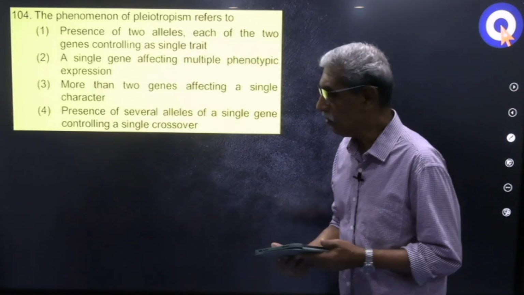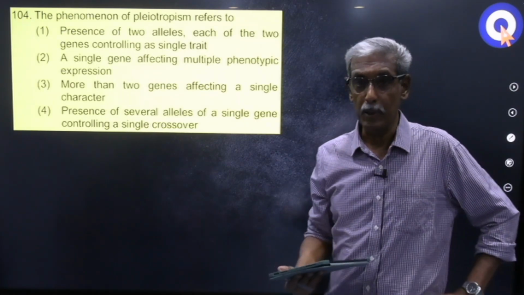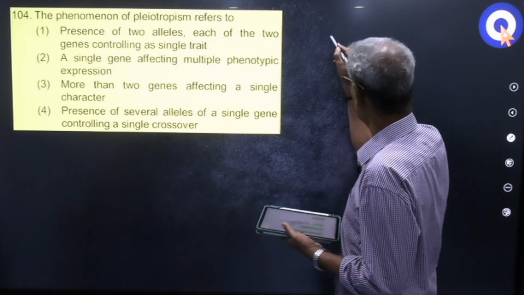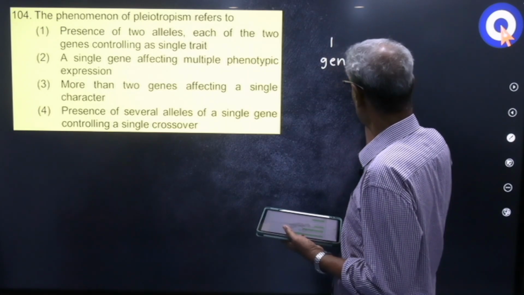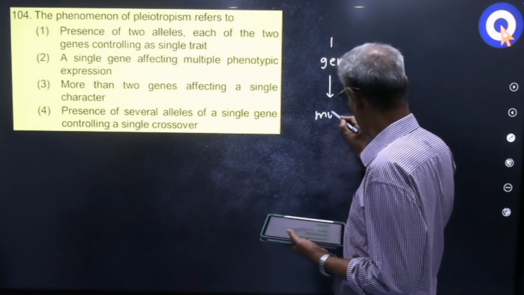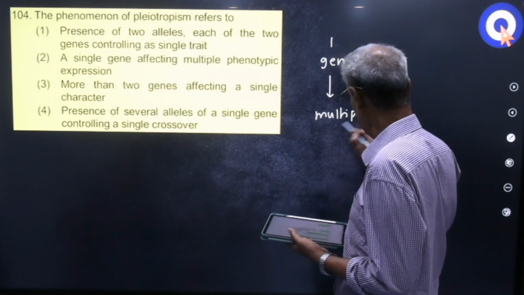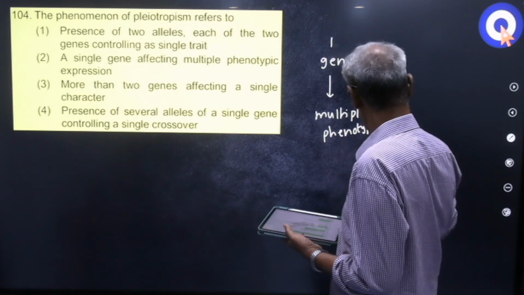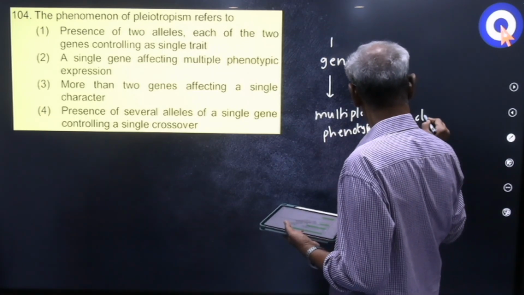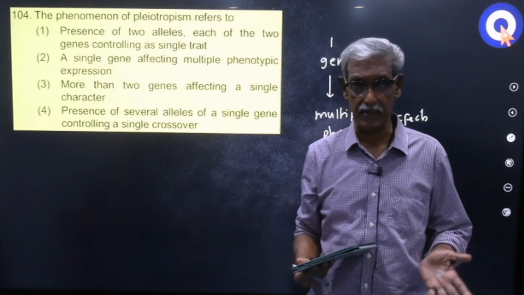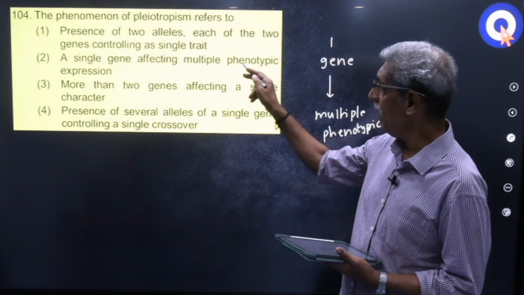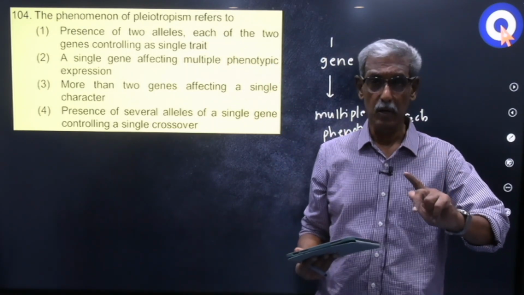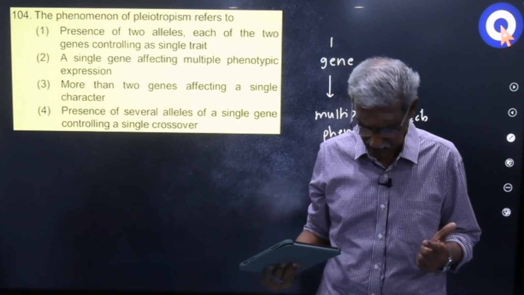Now, when you go to question 104, the phenomenon of pleiotropism. What do you understand by pleiotropism? Pleiotropism means one gene having multiple phenotypic effects. A single gene which expresses in different characters is termed pleiotropy. A single gene having multi-phenotypic expression is called pleiotropism. Pleio means many, tropism means expression of a single gene.